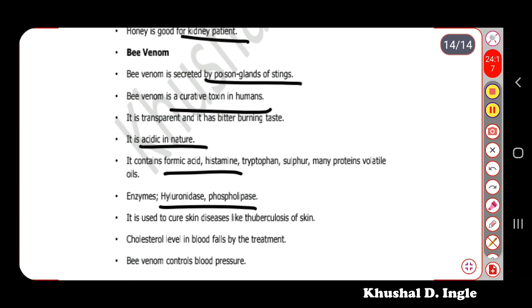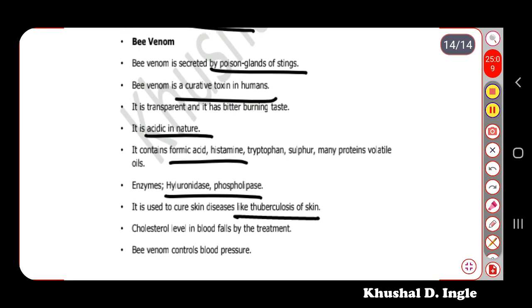Again, bee venom is used to cure skin diseases like tuberculosis of the skin, and cholesterol level in the blood falls with the treatment. So if a person has a high cholesterol level, then the cholesterol level in the blood will be reduced by the treatment of bee venom. Then bee venom controls blood pressure also. So that was all about apiculture.